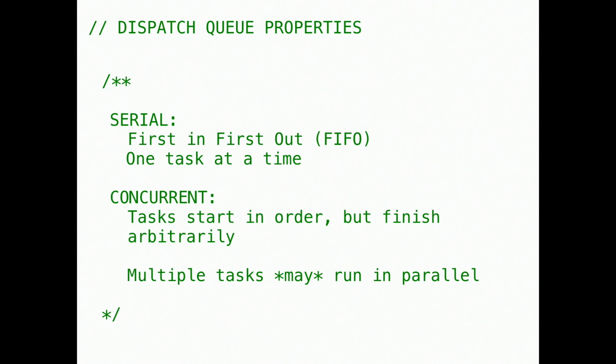So another property that's important on a GCD queue is whether it's serial or concurrent. Every queue will be one of these two. A serial queue is first in, first out, and it processes one task at a time, and each task has to complete before the next task has an opportunity to run. Now on the other hand, a concurrent queue guarantees that it will start the tasks that you give it in the order that you provide them to the queue, but they'll finish arbitrarily. You can't count on them finishing in order at all. And in fact, if the system has resources available, it may run those tasks in parallel.